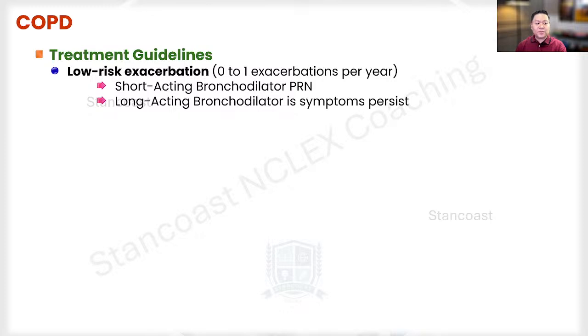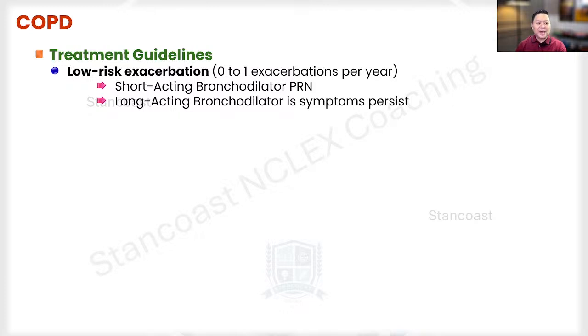Now, talking about the long-acting bronchodilators. This is what we call the step up, wherein the patient would be required to use this whenever the symptoms persist, even though they have been using the short-acting bronchodilators. And so there is a need for them to add long-acting bronchodilators such as salmeterol or tiotropium. Again, that is the step up.